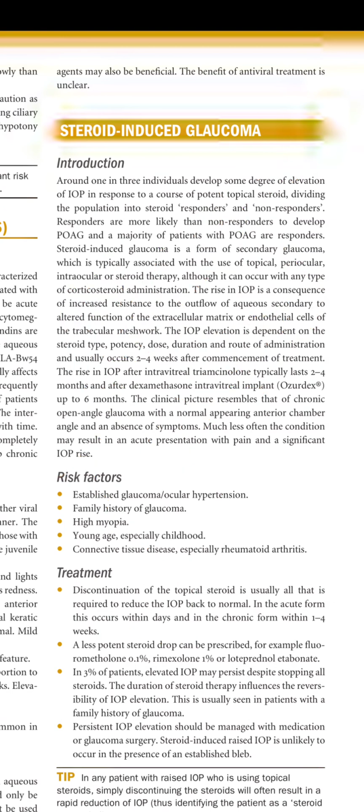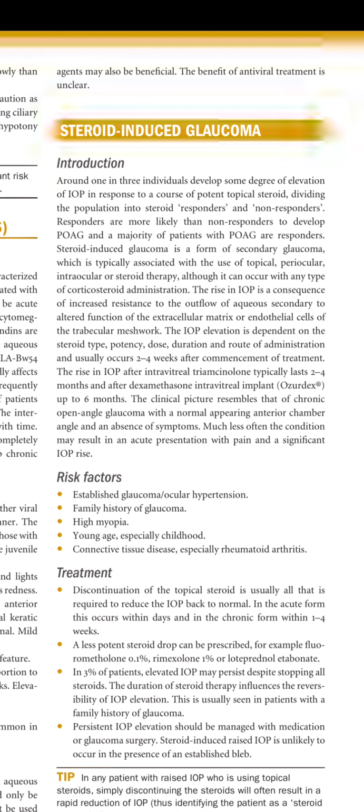Around 1 in 3 individuals develop some degree of elevation of IOP in response to a course of potent topical steroid, dividing the population into steroid responders and non-responders. Responders are more likely than non-responders to develop POAG, and a majority of the patients with POAG are responders. So basically, most of the patients who have a tendency to develop primary open-angle glaucoma are responders.